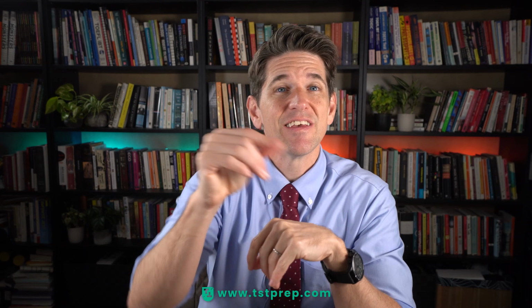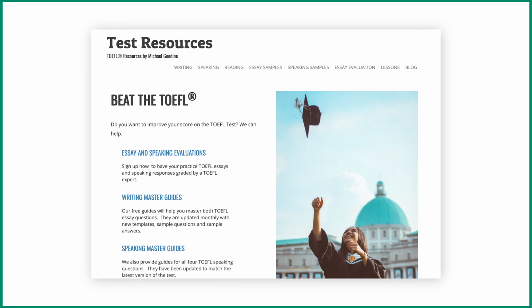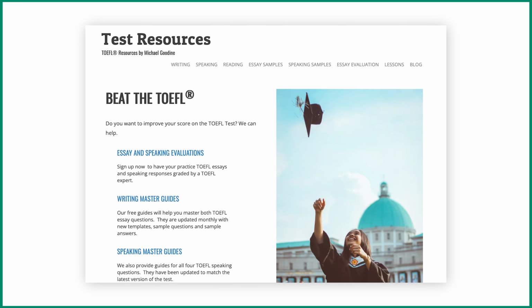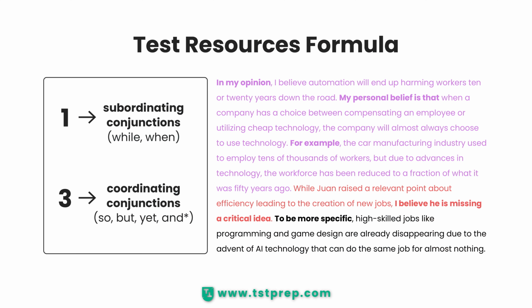Okay, so the secret formula. Now, I have to give a shout out to Michael Goodine at Test Resources. He came up with this secret formula, tested it with the ETS writing grader, and basically found that if you include a few things in your writing, it'll usually lead to a higher score. Now, what are those things? It's 1 subordinating conjunction and 3 coordinating conjunctions.